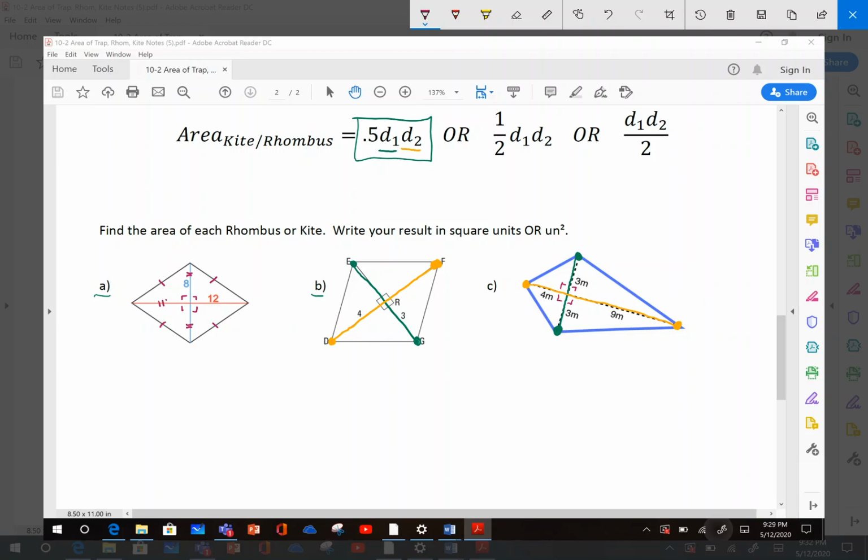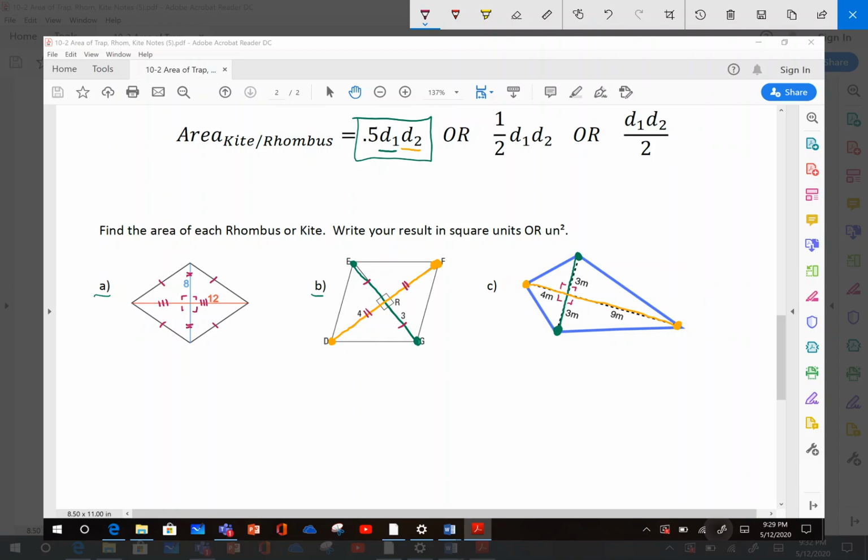Notice how the smaller pieces on each diagonal I'm labeling are congruent. This happens with a rhombus. The smaller portions of a diagonal are always congruent to each other because the diagonals bisect each other. This is not always true for a kite, but we'll get to that one in a moment.